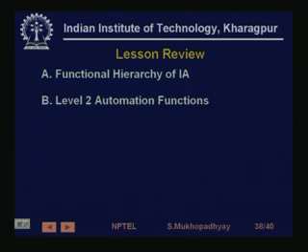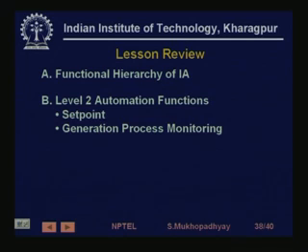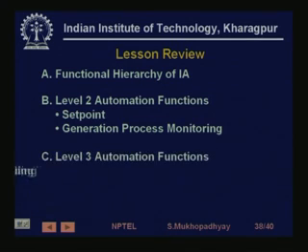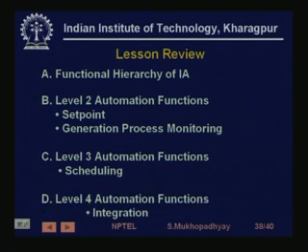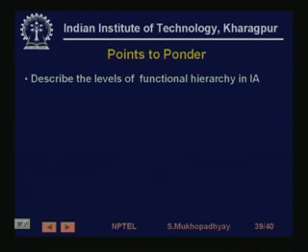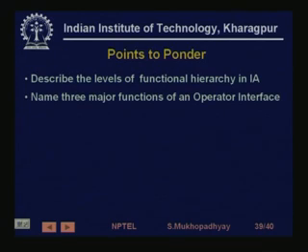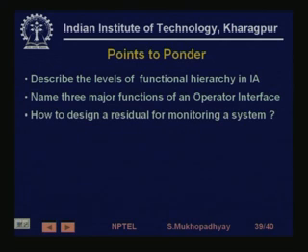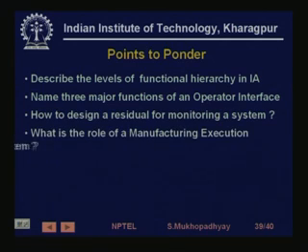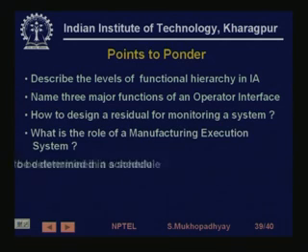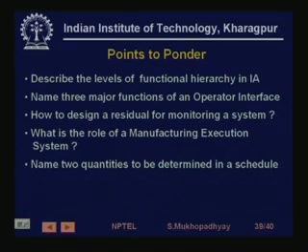Finally, lesson review. In this lesson we have tried to scan in brief the 3 levels, level 2, level 3 and level 4 automation, and finally, you have some points to ponder. You can describe the levels of functional hierarchy, name 3 major functions, basically describe how to generate residuals, etc. So, that is all for today.